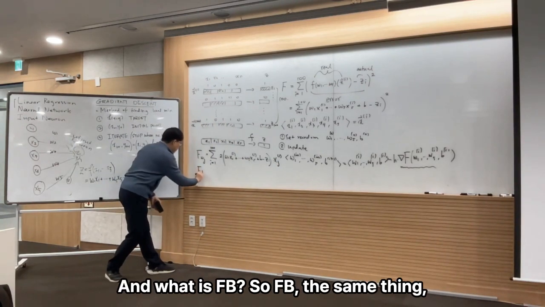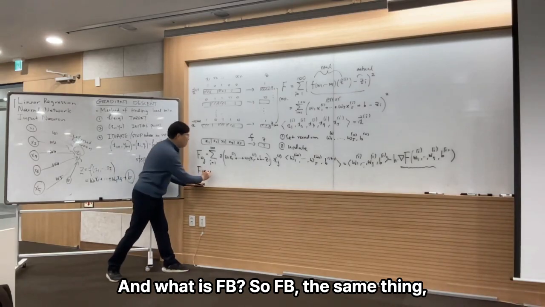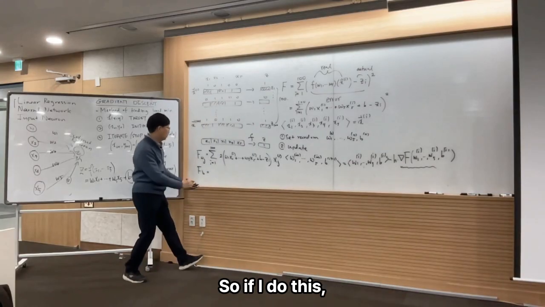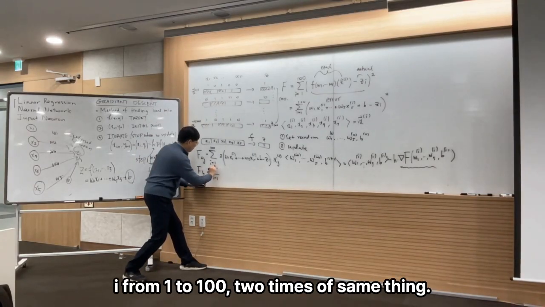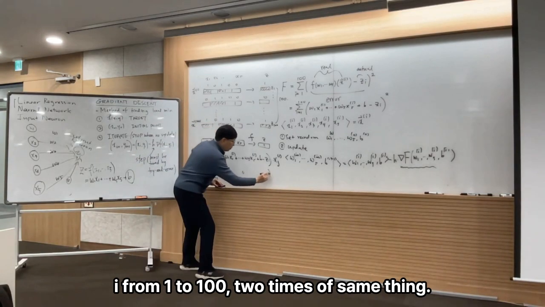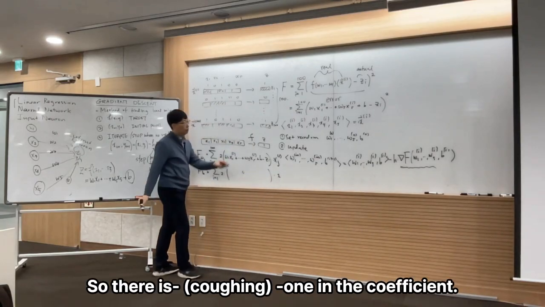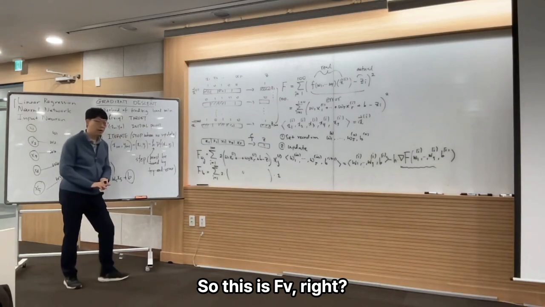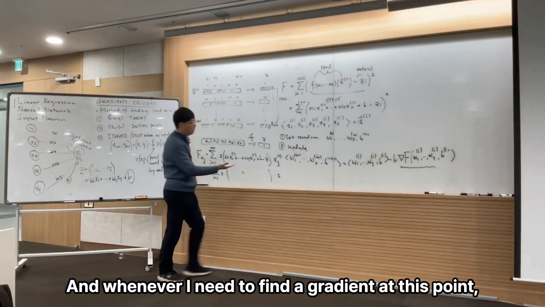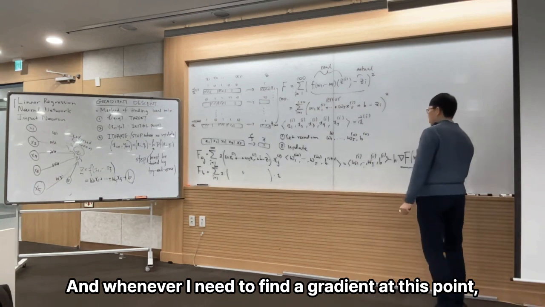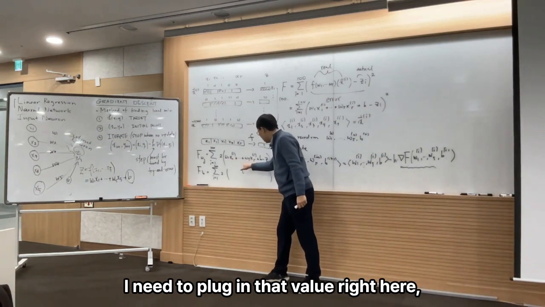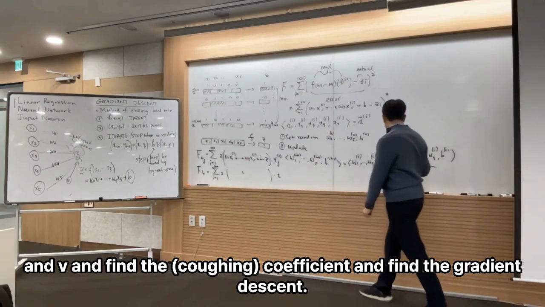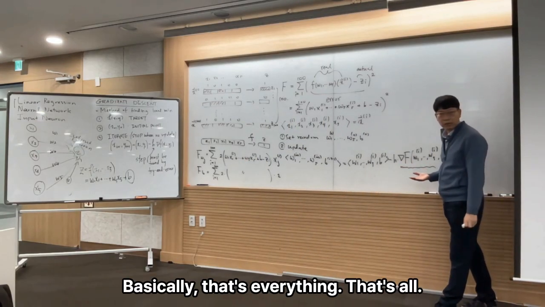And what is f b? So f b, the same thing. Just take the derivative of this. So if I do this, i from 1 to 100, 2 times the same thing, and times 1, right? So there's 1 in the coefficient. So this is f b, right? And whenever I need to find a gradient at this point, I need to plug in the values up to here, and b, and find the coefficients and find the gradient descent. That's everything. Basically, that's everything.